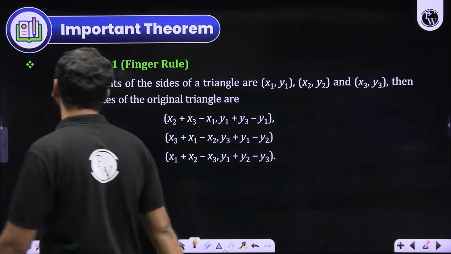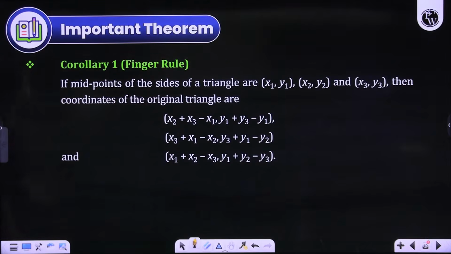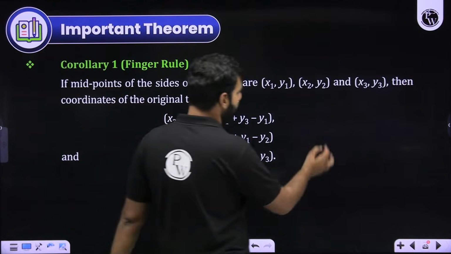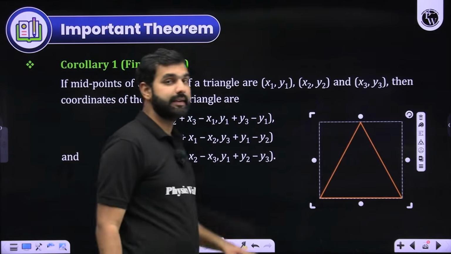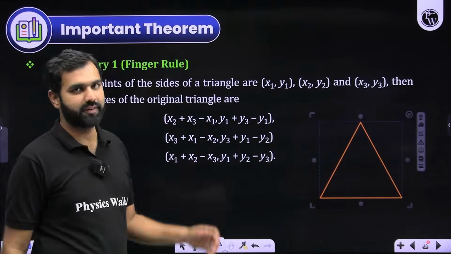This is a finger rule which I want you all to learn because it is going to be used at a lot of places directly as a shortcut. Let's take an example and understand this particular result. For example, we have a triangle, right? And the midpoints of its sides are given.